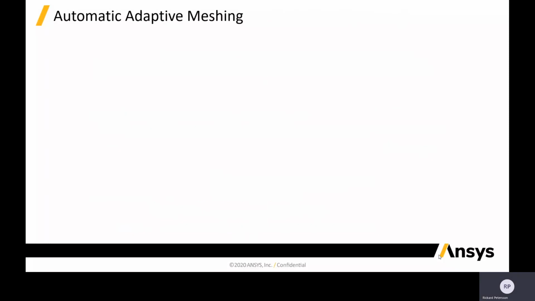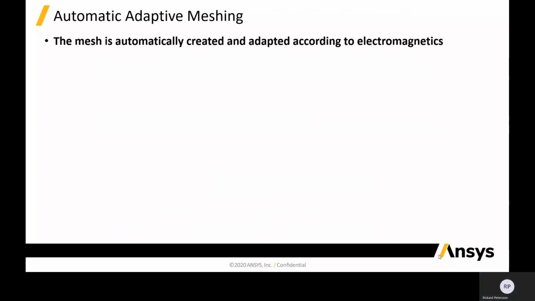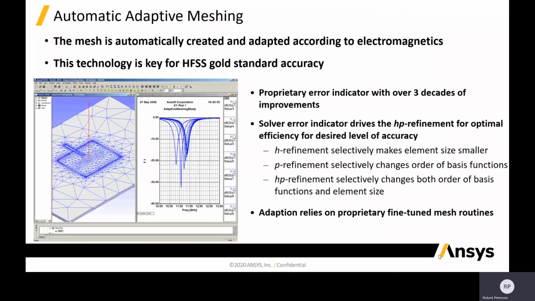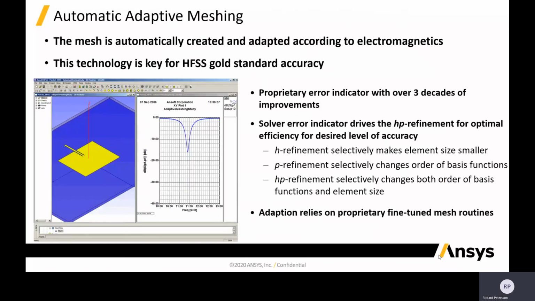So onto automatic adaptive meshing, which is probably the most famous technology that we have for HFSS, and it's been a key to its success. The mesh is automatically created and then adapted according to electromagnetics. So the physics drives the mesh, not the other way around. And this technology is really key for the HFSS gold standard accuracy. And I'm describing that here with this animation on the left.